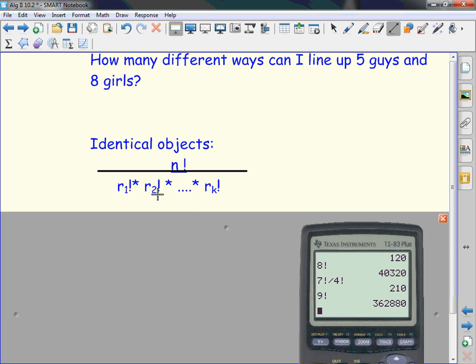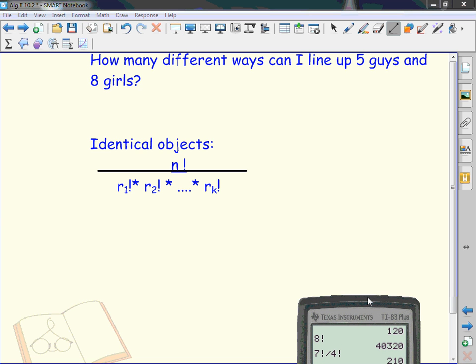r1 factorial times r2 factorial times whatever, r sub k factorial. That looks very confusing. All this means in this problem, this is the total. These are the individual pieces. Okay. What's the total amount of people I have? 13 factorial. All over, it's 5 factorial times 8 factorial.